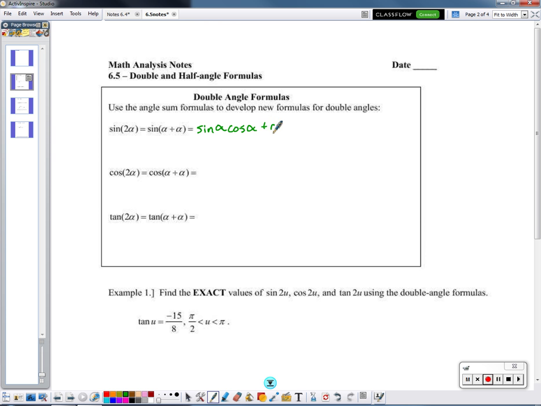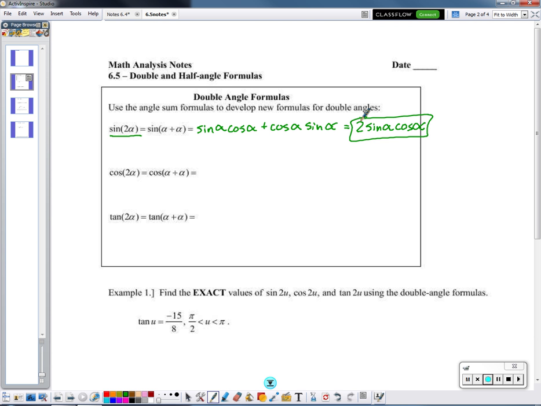plus the cosine of alpha, which is the first angle, times the sine of alpha. Since the angles are the same here, I can rewrite this product as the sine of alpha times the cosine of alpha, and then that gives me 2 sine alpha cosine alpha. So when I do the double angle formula for sine, it's really equal to 2 times the sine of alpha times the cosine of alpha.